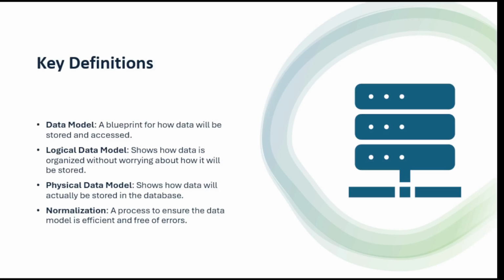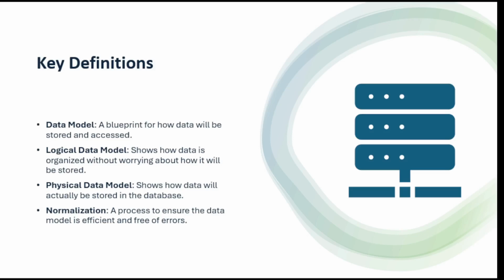Let's break down some key terminologies. A data model is the blueprint of how data will be stored and accessed. A logical data model shows how data is organized without worrying about how it will be stored. It's like a rough sketch of the house. A physical data model shows how data will actually be stored in the database. This is like the detailed architecture plan.